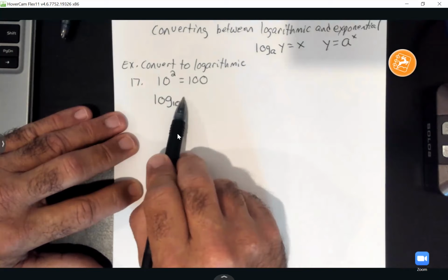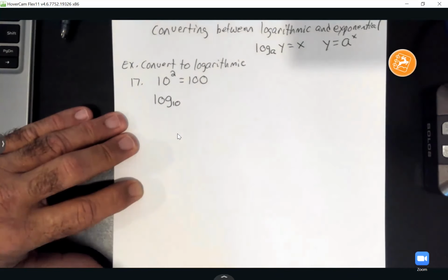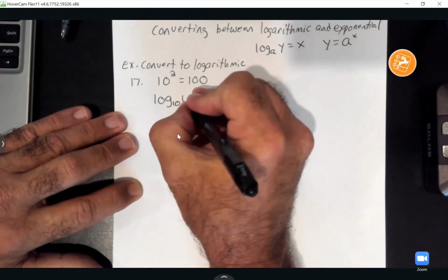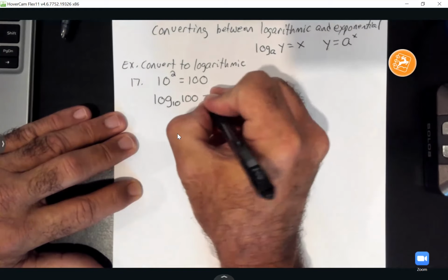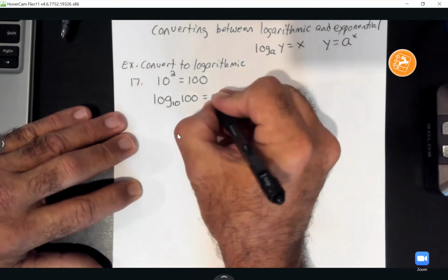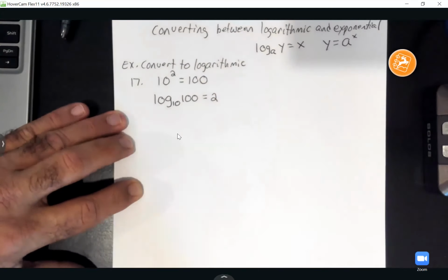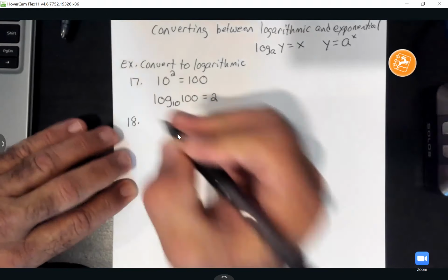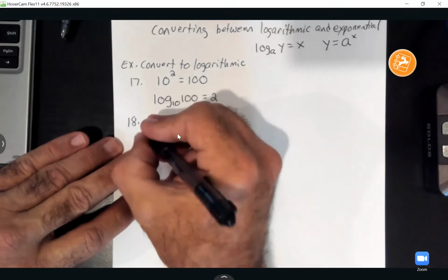The result goes here, which is what? Well, remember over here, it's the 100, isn't it? It's the 100. There you go. And that equals the exponent, which was a 2. There you go. All right, y'all. So that's all we're doing on these. So how about this one?